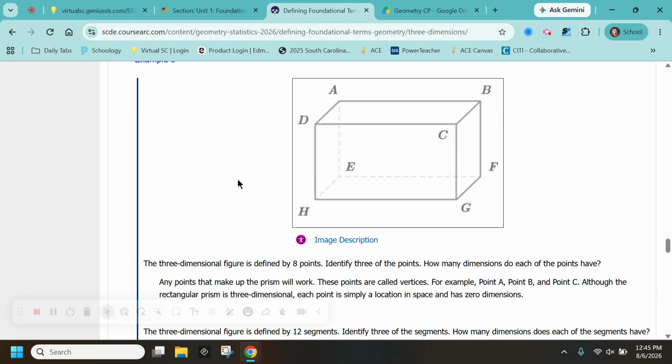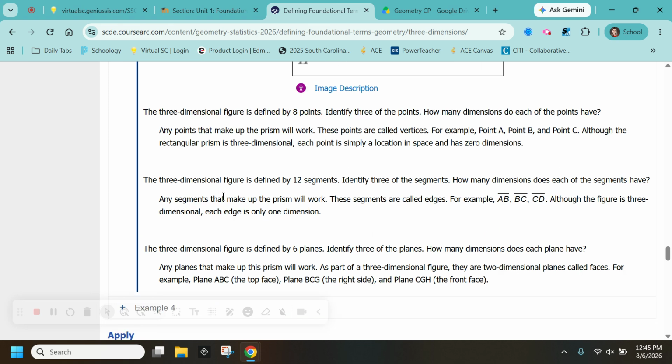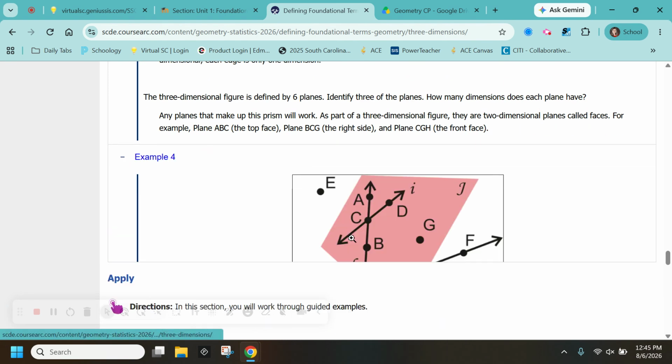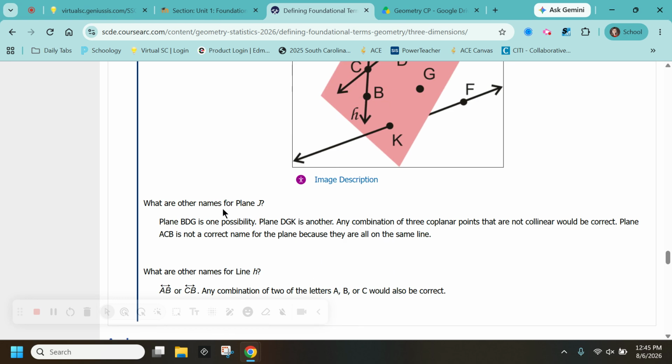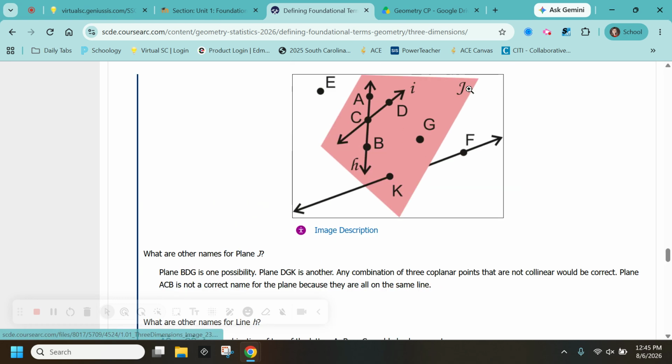Here we have a 3-dimensional figure that is defined by 8 points. Identify 3 of the points. How many dimensions do each of the points have? We can skip that one because there's another example in the guided example. And then other names for plane J. This could be plane D, G, K. It has to be 3 points that lie on the plane but are non-collinear, so they cannot be on the same line. So A, C, B would not work.